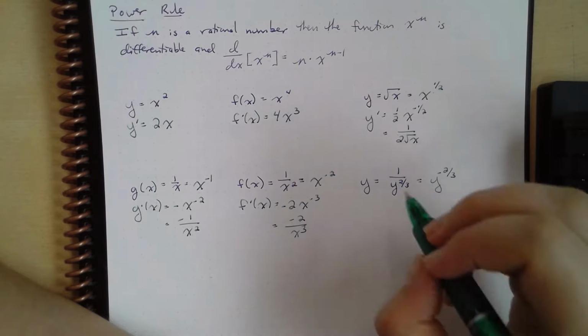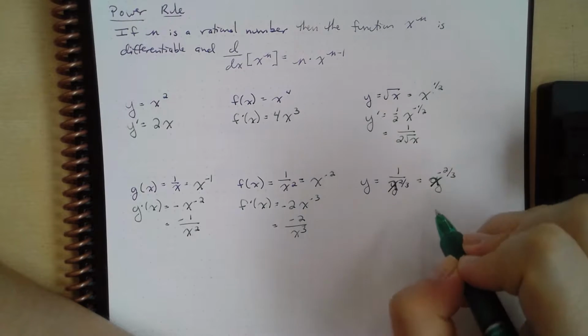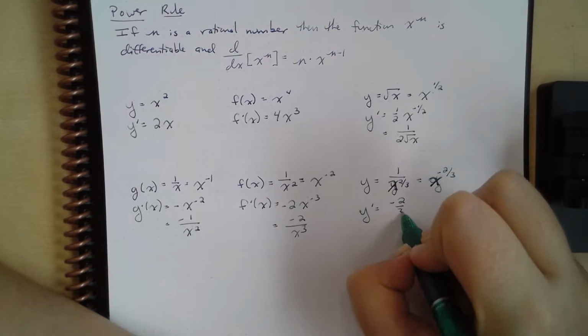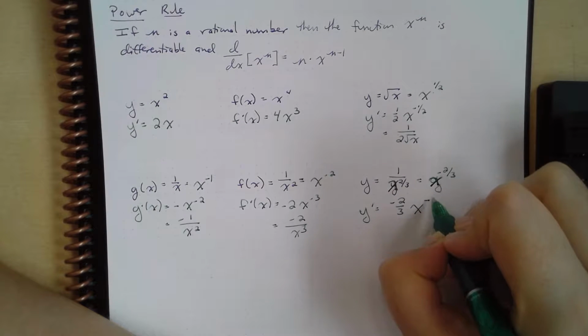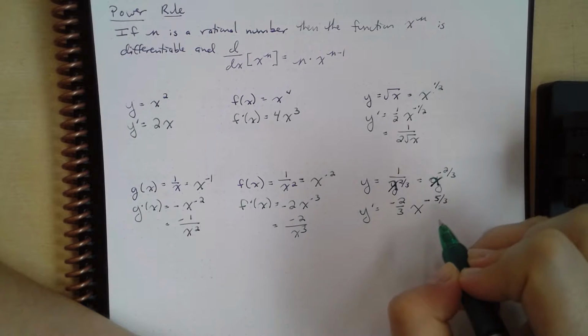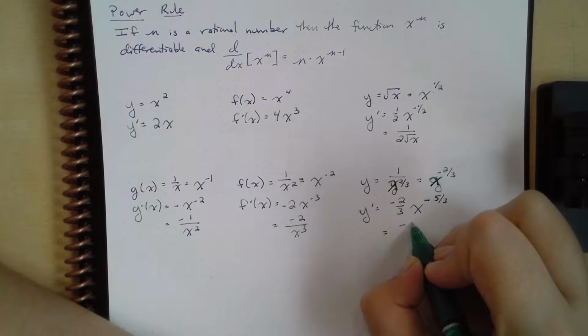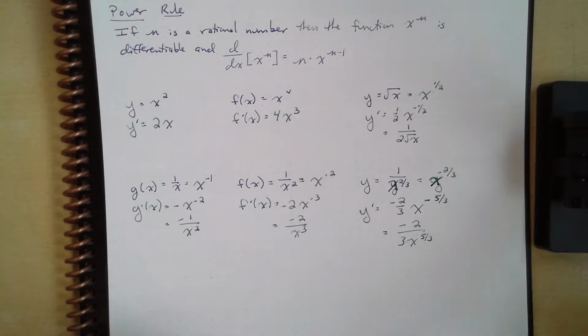Actually, why did I write a y here? This should be an x. This is an x. This is an x. Ignore me. So y prime is equal to negative 2/3 x to the negative 5/3. Looks good. Yep. And then I'm going to have negative 2 over 3x to the 5/3. Hopefully all of that makes sense so far.